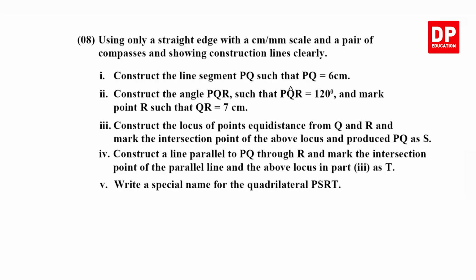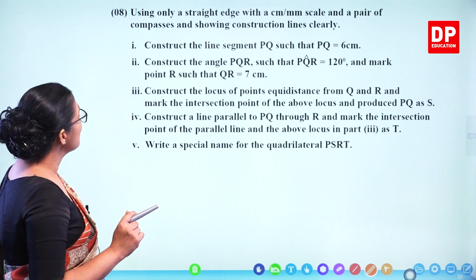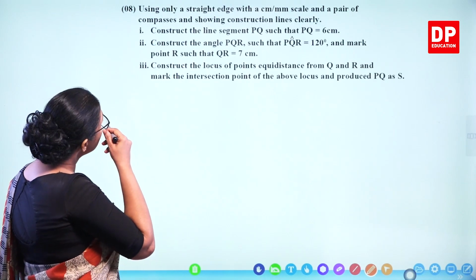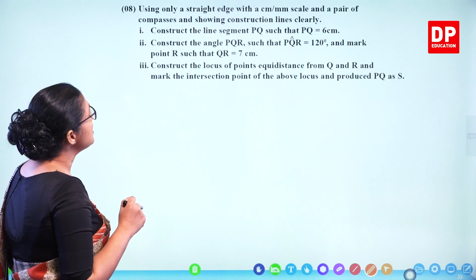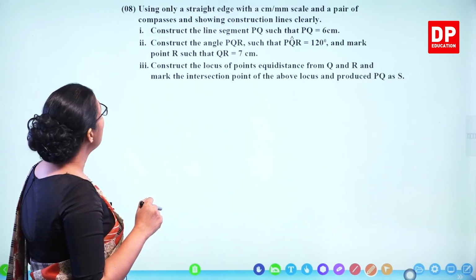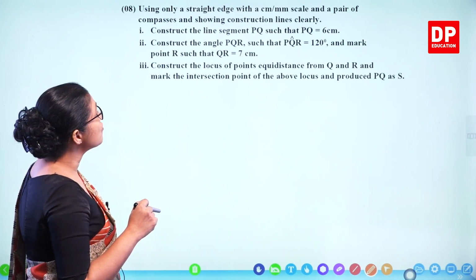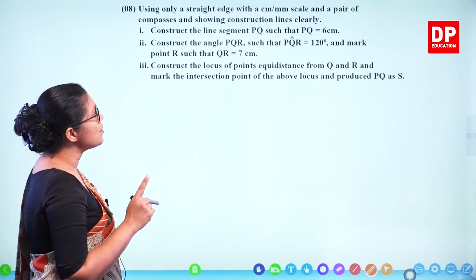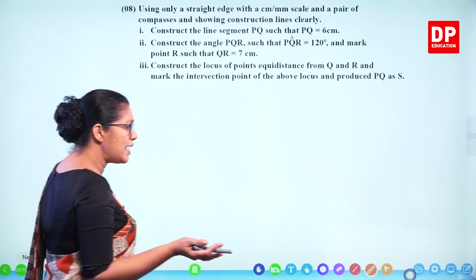Question number 8. This is construction question. So you can use ruler and the compass. So you get 5 parts. We'll do separately. Using only a straight edge with centimeter-millimeter scale and a pair of compasses and showing construction lines clearly, construct the line segment PQ such that PQ is 6 centimeters.